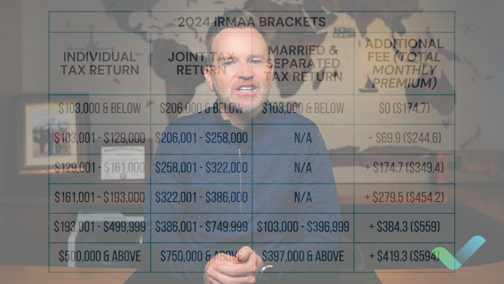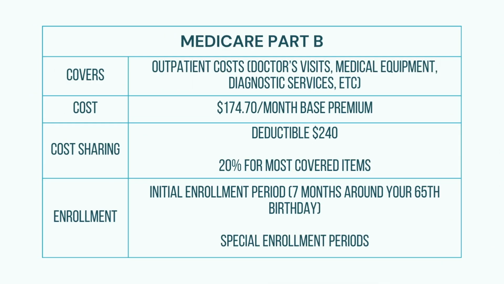Now in terms of cost sharing, Medicare Part B also has a deductible. For 2024, the deductible is $240. And again, the way deductibles work is that this is the amount you have to spend out of pocket first before Medicare Part B and its coverage kicks in. Then, once you've met that deductible, most Medicare Part B items and services will be subject to a 20% coinsurance. That means that Medicare is going to pay 80% of the bill, while you'll be responsible for the remaining 20% of the bill.